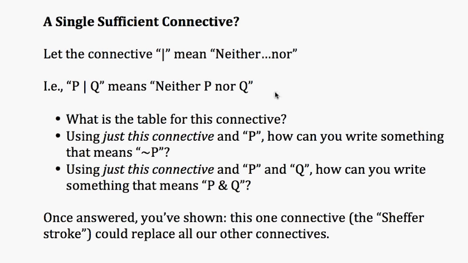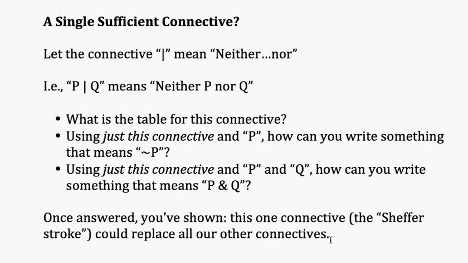Now, I'm going to ask you to pause again. What's the table for this connective? You should be able to come up with that pretty quickly. Using just this connective and the letter P, you might have to use it more than once. How can you write something that's true when P is false and false when P is true? In other words, something that says the same thing as not P. Using just this connective, how can you write something that means P and Q? Now, I'm going to let you think about that on your own, but once you've done it, here's what you've shown. You've shown that this one connective, called the Sheffer stroke after the logician Sheffer who introduced it, all by itself could replace all our other connectives.